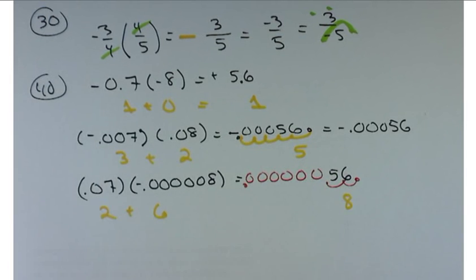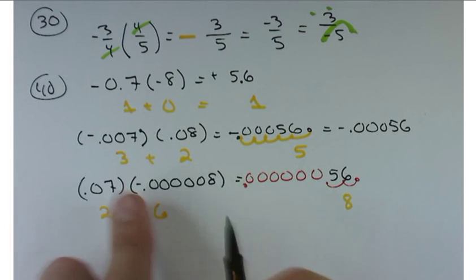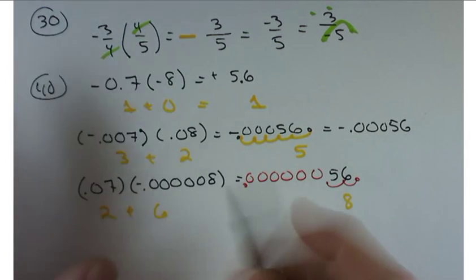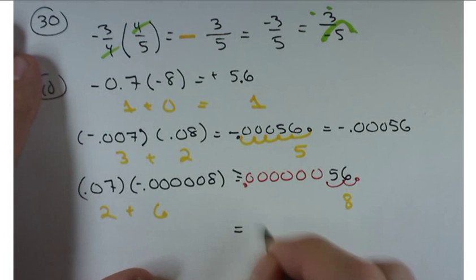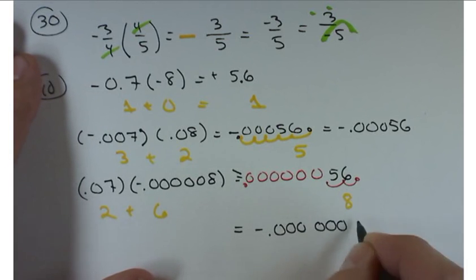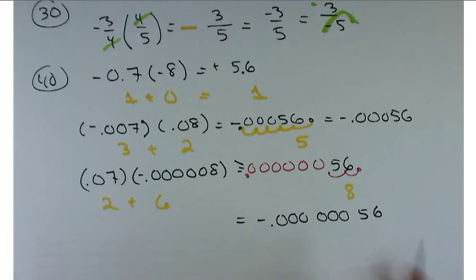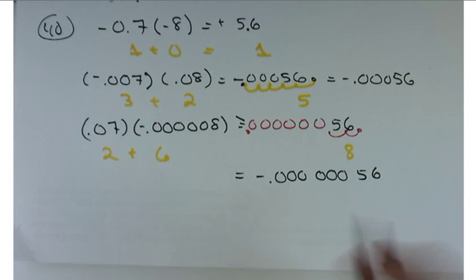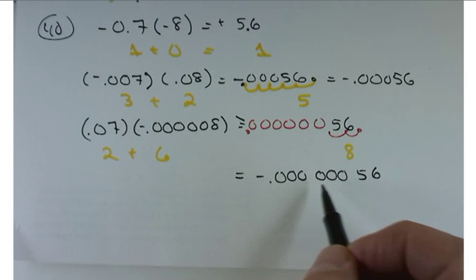Yeah, let's not forget the negative. Thank you. Because you have a negative times a positive, you're going to get a negative product. So negative 0.0000056.